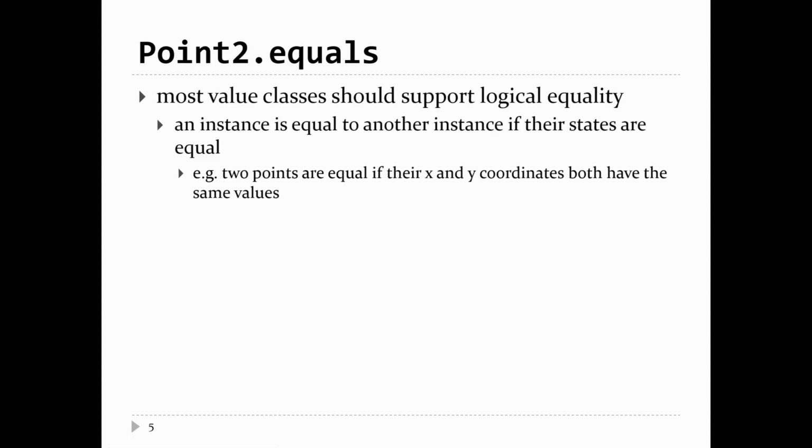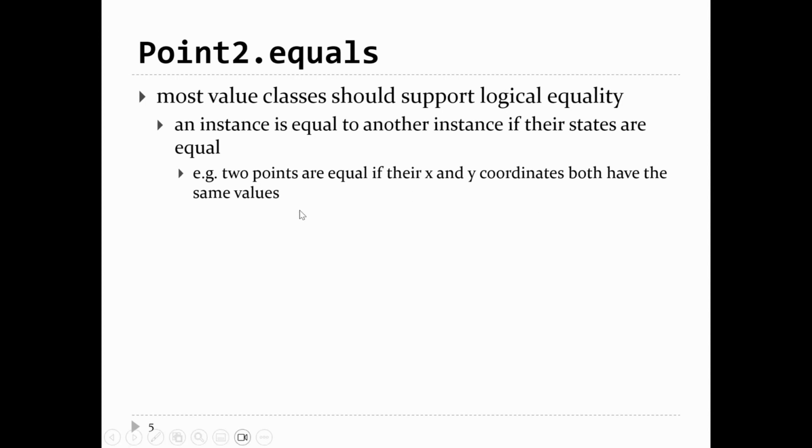Now, if you're making a class like Point2, which is a value type class, a class where the objects represent values, they should probably support what's called logical equality. So one object is equal to another object if their states are equal. Two points are equal if their x and y coordinates are both equal. Two strings are equal if they have the same length and their characters are all the same in the same order. The same is true for two lists. Two lists are equal if they have the same number of elements and each corresponding element is equal in the two lists. It's different for sets.